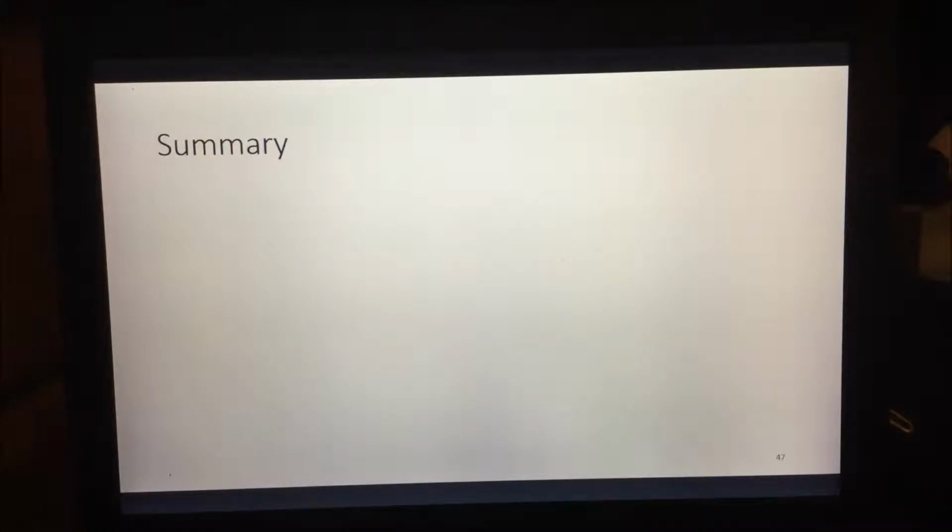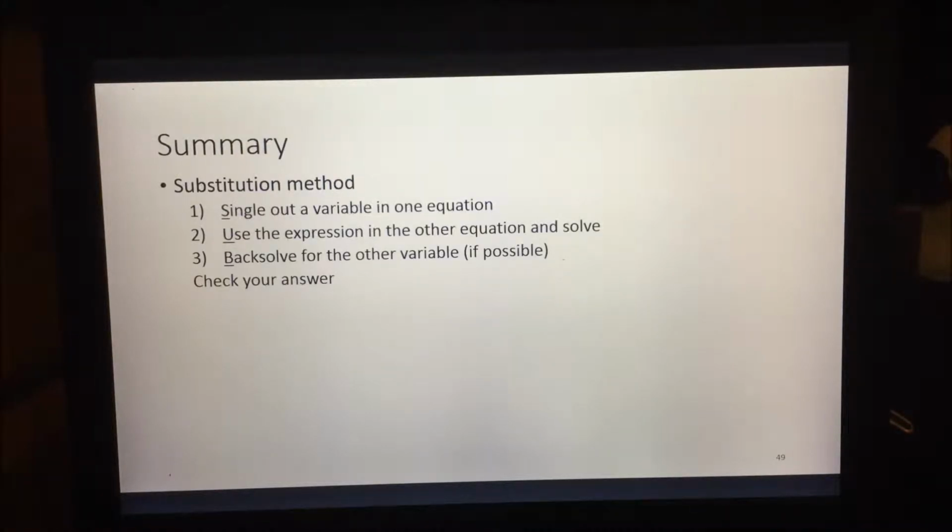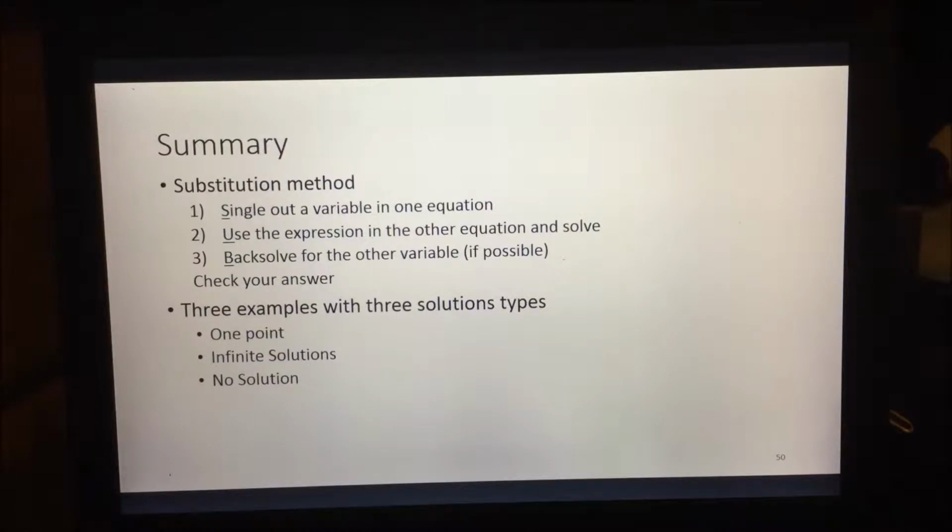So just to summarize, in this tutorial, we learned the substitution method. And this is the easy 3-step process, SUB. And don't forget to check your answer. And remember, we looked at 3 examples here with 3 solution types: 1 point, infinite solutions, and no solution.